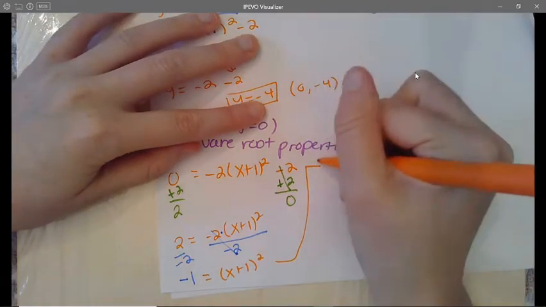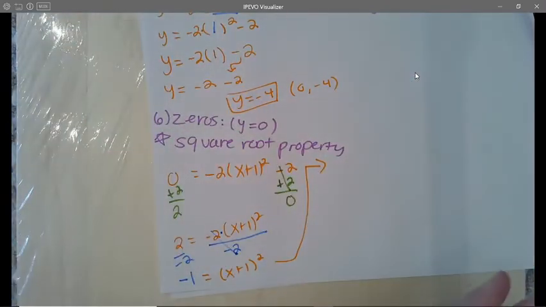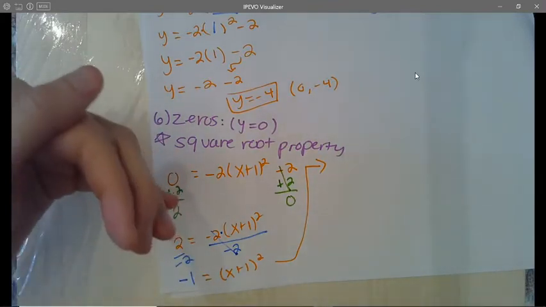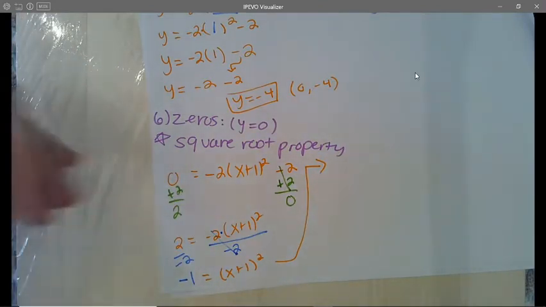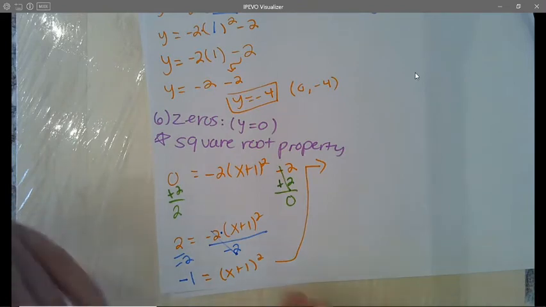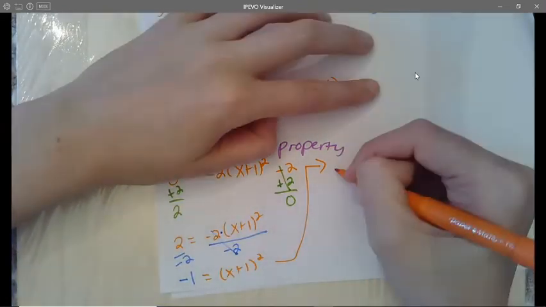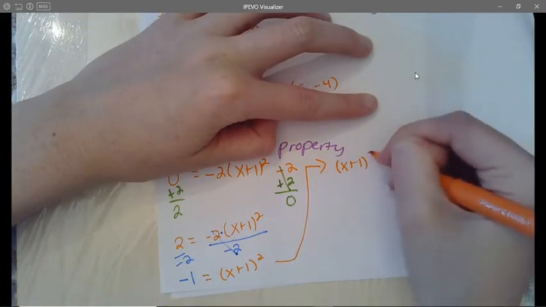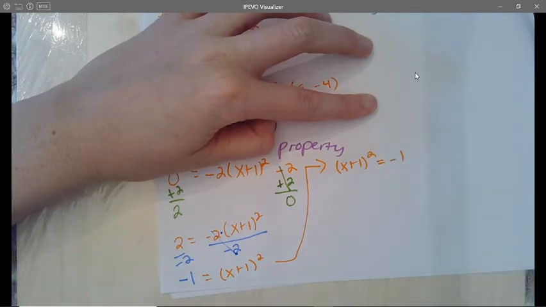Okay, now I'm going to bring this up here. I'm going to flip around my equation because I prefer my x to be on the left side when I solve. I'm sorry, I'm being really picky, but that's just how I like to do it. So I'm just going to flip around my equation. So I'm going to have x plus 1 squared equals -1.